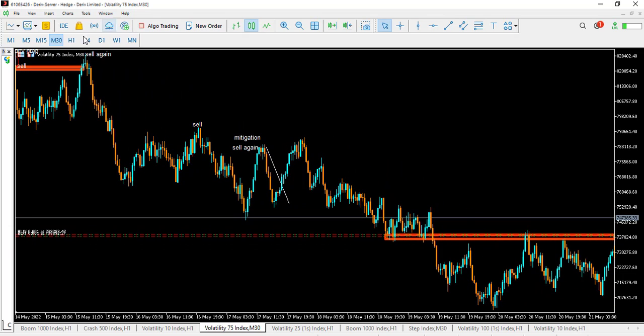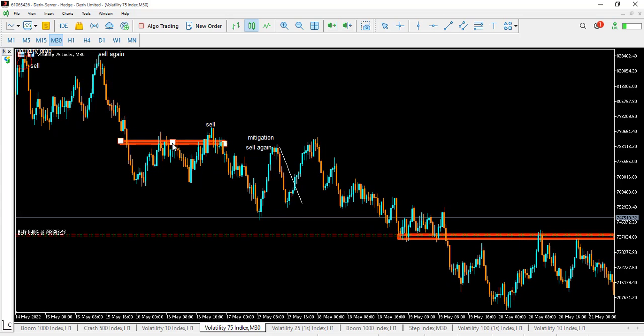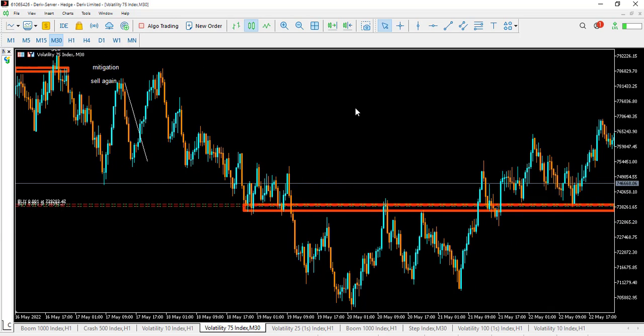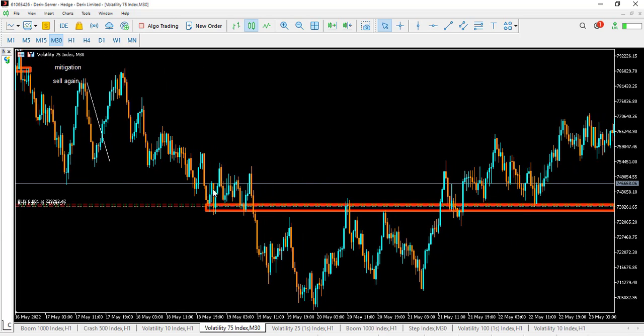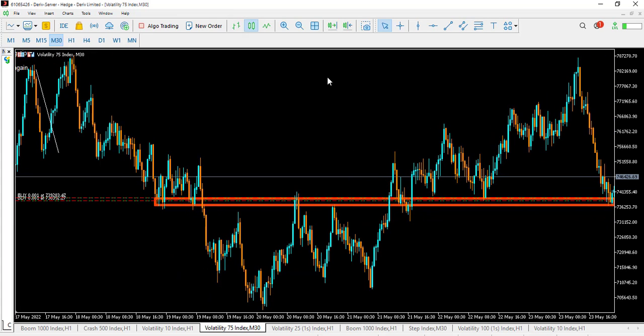I showed you this zone too that was created, and price came back, actually created a resistance zone, came back, and then the liquidity that was lying here was gathered. Then after moving down, price had to move back to mitigate the negative orders that were running. I showed you that in the other videos, and then all of a sudden price continued moving down. So we have been observing that all that while.